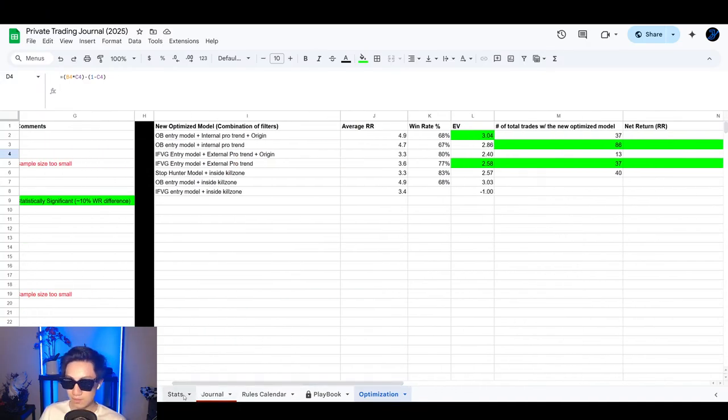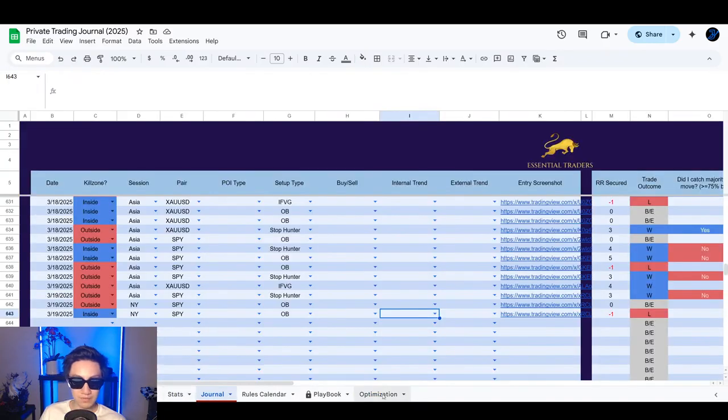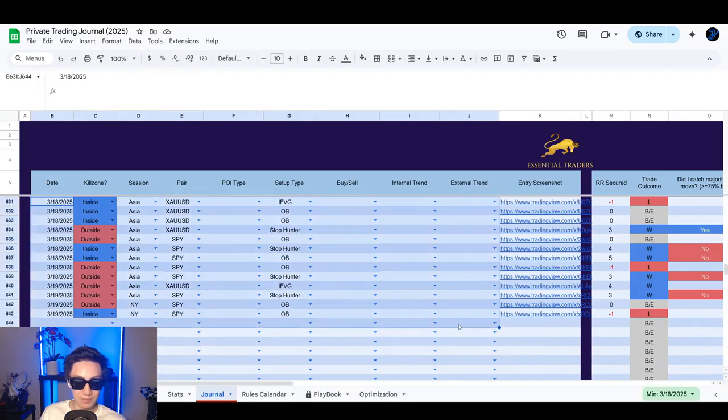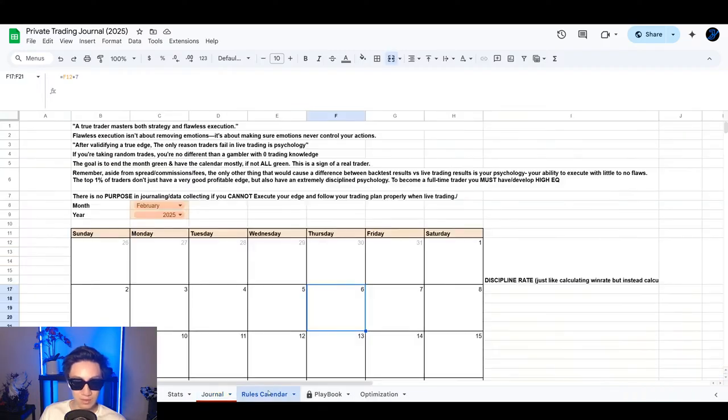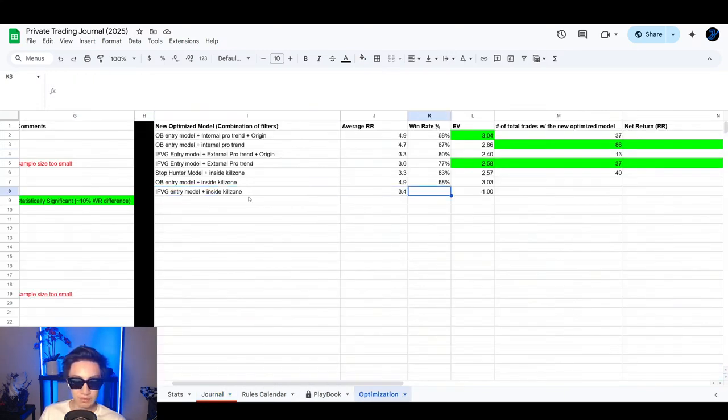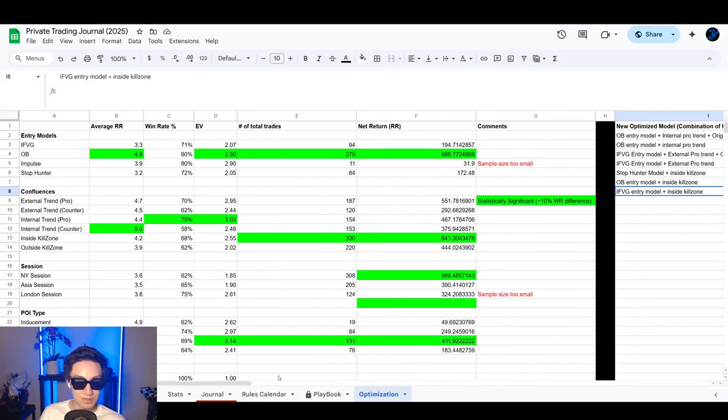So just by spending literally 10, 20 minutes here, set up these formulas, and you can use the ones I have. I have this entire journal template built for you guys with all these subsheets, rules, calendar, everything, so you guys save time and you don't have to do as much as I'm doing right now, and just get the same results, right? You get 3.03 EV now if you just take trades inside the kill zone versus outside kill zone, 2.5. What's the win rate difference?